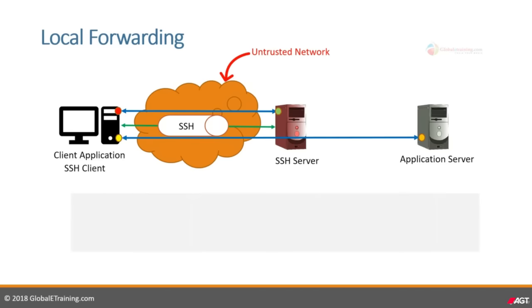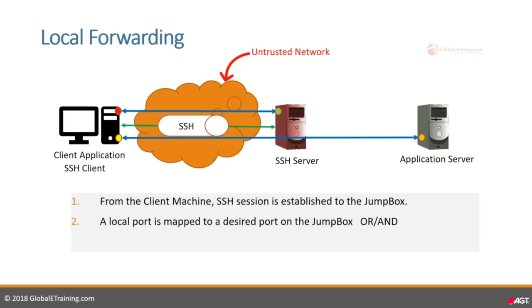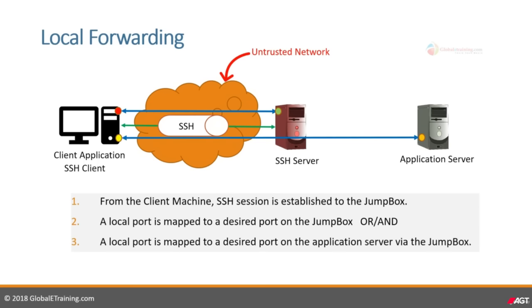So what is the impact of establishing local forwarding on the client machine? Now on the client, if you try to access, say for example, the red port, the request is directed to the green port on the SSH server. And when you try to communicate with the yellow port on the client machine, the request is forwarded to the orange port on the application server.